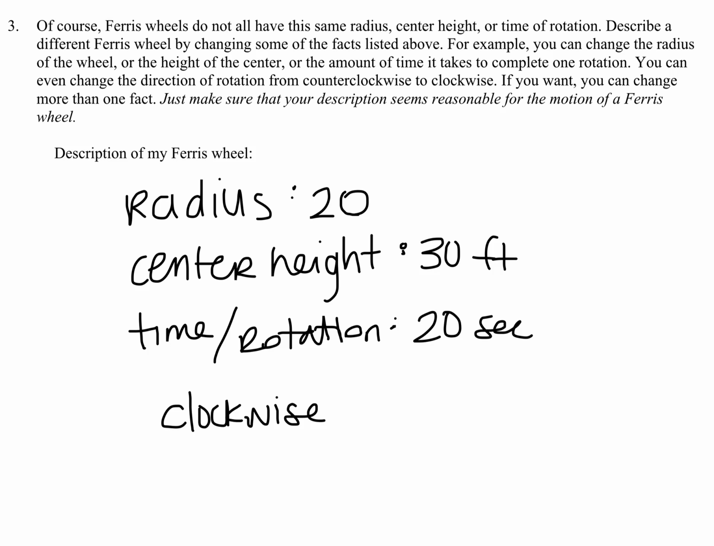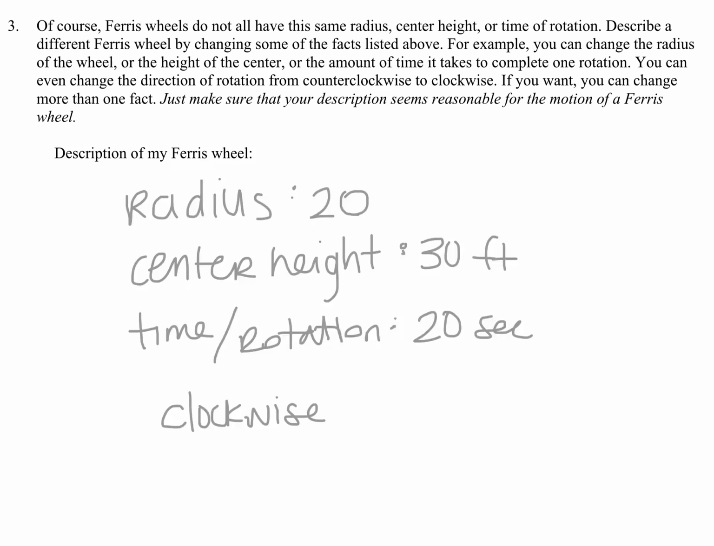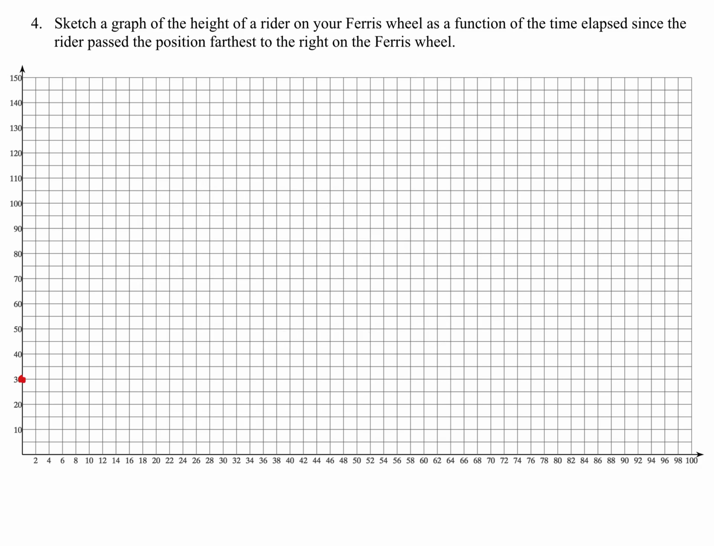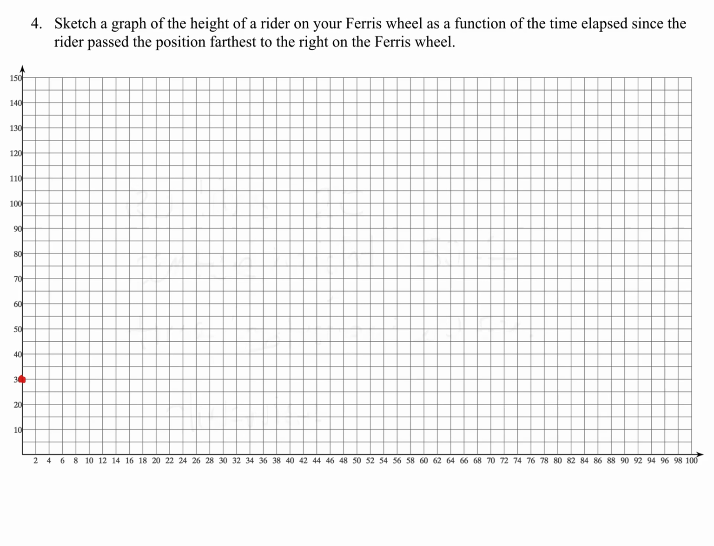If I wanted to create a graph for this, I said that my center height was 30 feet above the ground. So as I start off, I'm at 30. I also said that it takes me 20 seconds for one rotation. So after 20 seconds, I'm back in that same spot. Halfway around the circle, if I go halfway around from here to here, I am in the same spot. Halfway around the circle was 10 seconds.